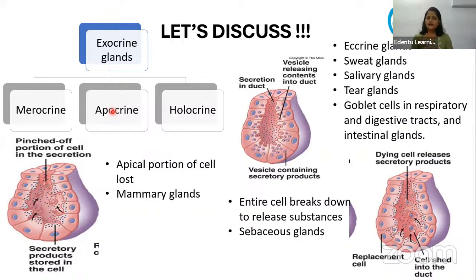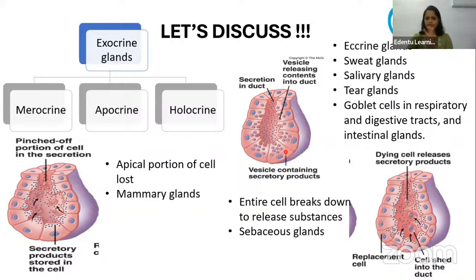There are three main types of exocrine secretion: first is merocrine, the second is apocrine, and the third is holocrine. So let's see what merocrine, apocrine and holocrine are. Merocrine secretions are the most common type of secretion, and usually this is done by eccrine glands. You can see here, this is an example of merocrine secretion.